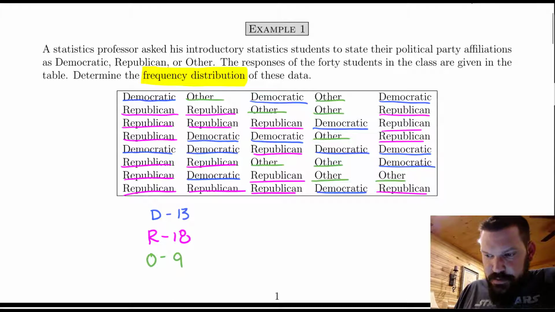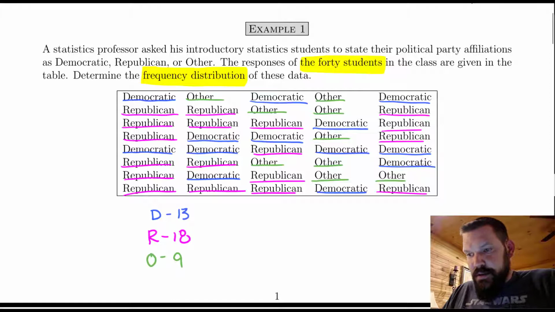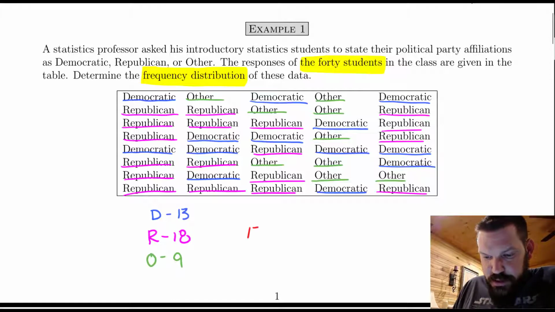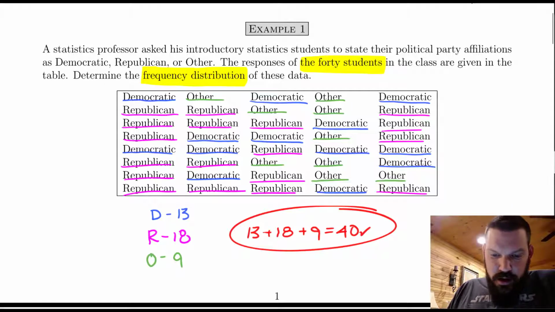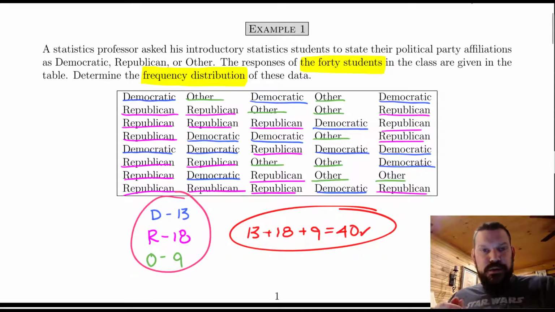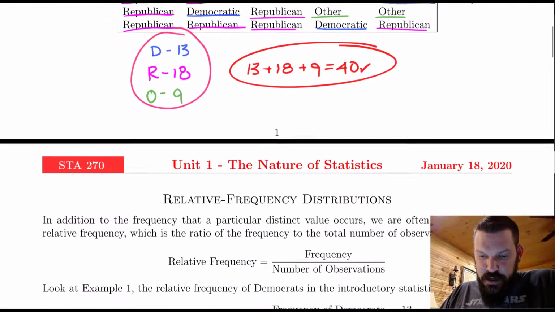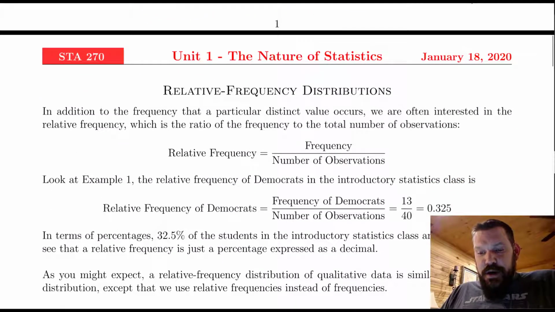So let's just add these up to make sure, because it does say that we had 40 students. We want to make sure that we didn't miss one of our data points. So 13 plus 18 plus 9, 31 plus 9 is 40. So it does check out. So we have come up with all of the frequency values for this particular set of data. We have 13 Democratic students, 18 Republican students, and 9 who claim to be of another party affiliation. So that's pretty straightforward. That's a frequency distribution.